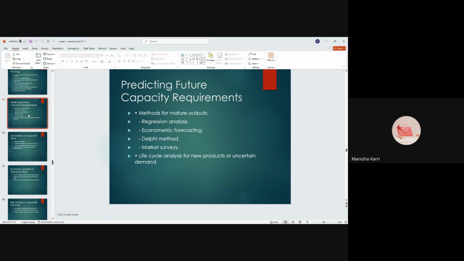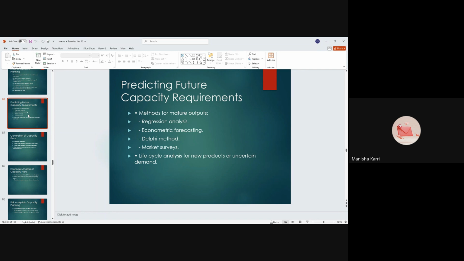Next, econometric forecasting. So what is econometric forecasting? It is a model that combines economic theories with statistical techniques to predict demand based on broader economic indicators, for example inflation, GDP growth and interest rates. All these are economic forecasting.